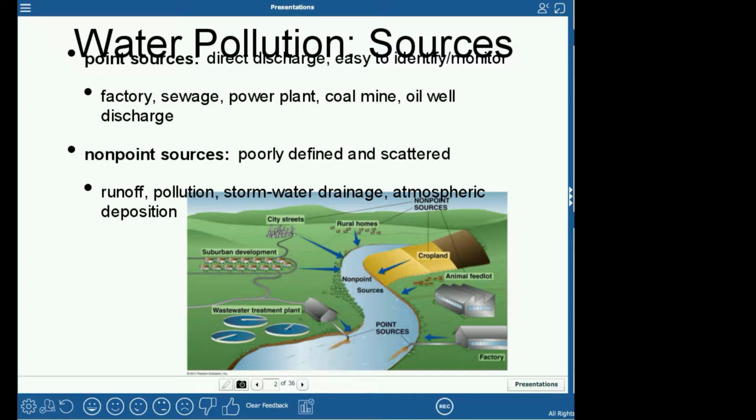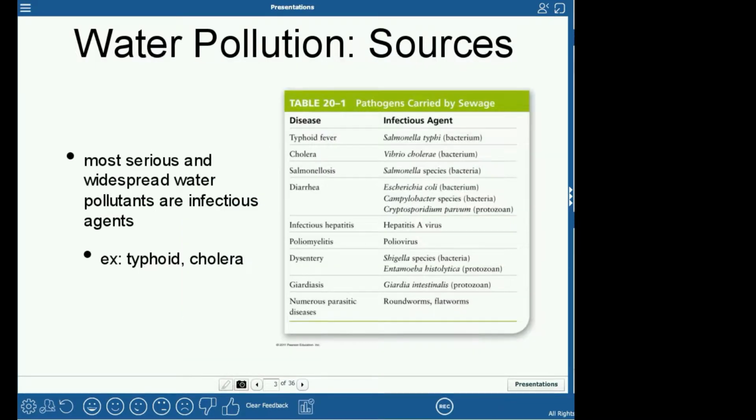Those are considered non-point sources, and they're a little harder to regulate because they are all over the place. You can't just say, oh, we're going to stop that factory from polluting. It's hard to say, oh, this homeowner right here, we need to stop him from fertilizing his yard so much. So it's a little more difficult to regulate.